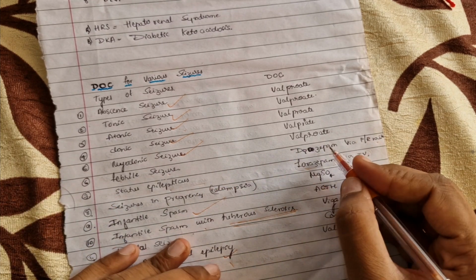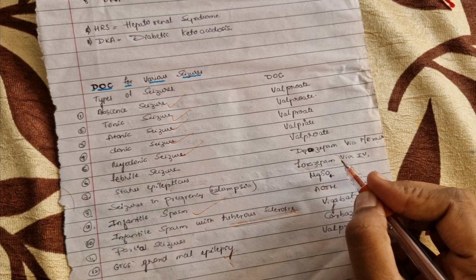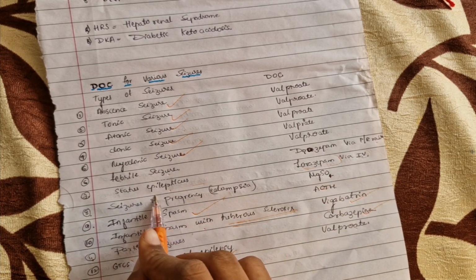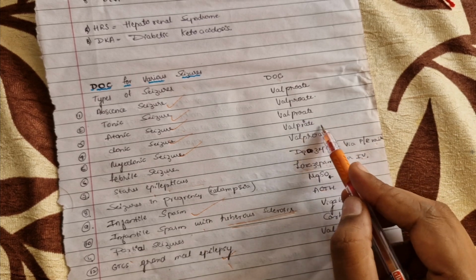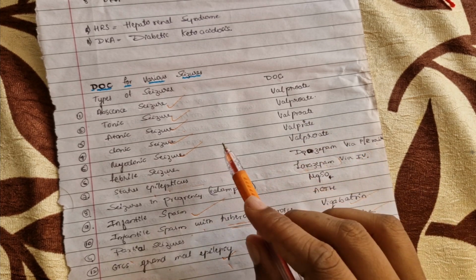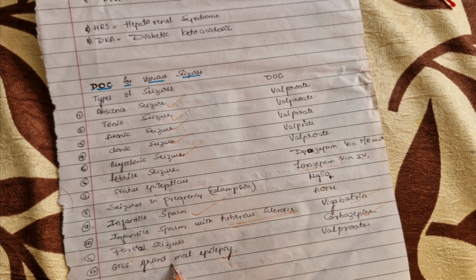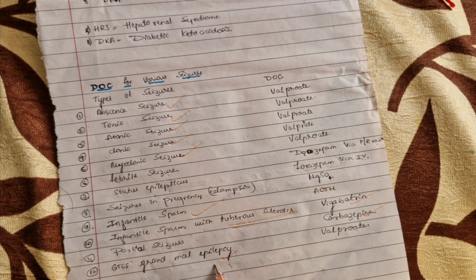So you can remember that diazepam and lorazepam, which are benzodiazepines, are for febrile seizures and status epilepticus. The remaining 6 types of seizures are valproate: that is tonic, atonic, clonic, myoclonic, then absence seizures and GTCS, grand mal epilepsy.